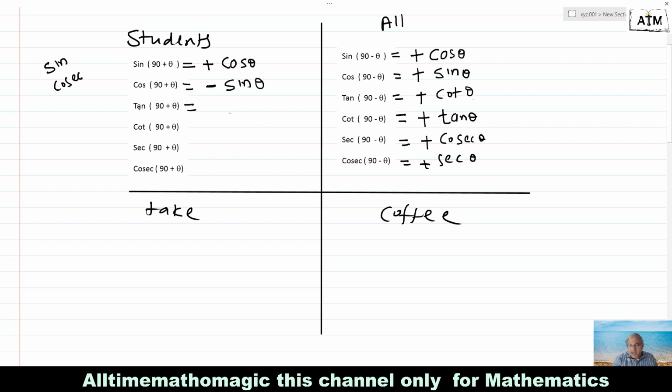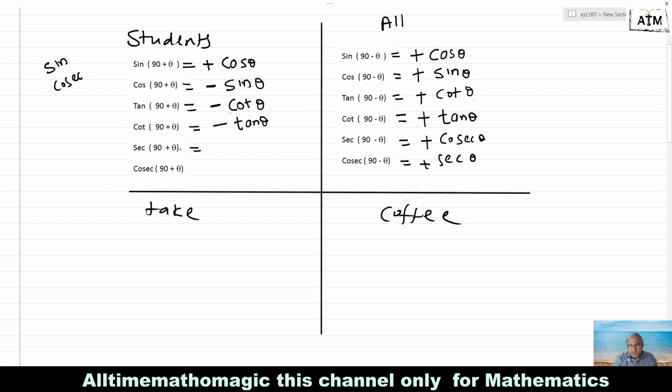Similarly, tan is negative in the second quadrant. Therefore negative. What is the angle? 90. For 90, allied conversion is possible. That is, tan converts to cot. And the angle is theta. So, minus cot theta. Similarly, cot is negative in the second quadrant. Because 90 is present, allied conversion takes place, and that is tan theta.